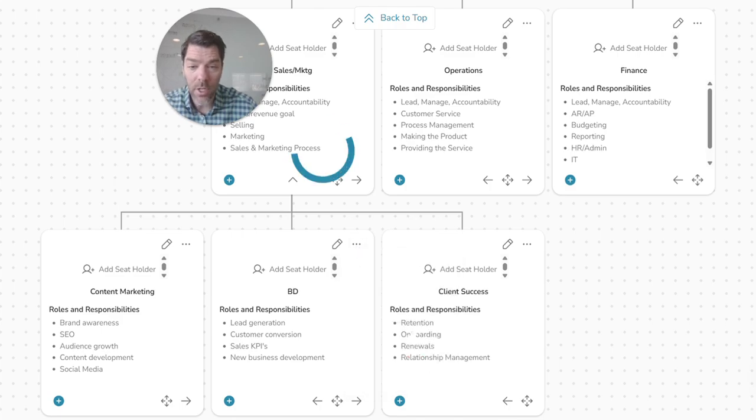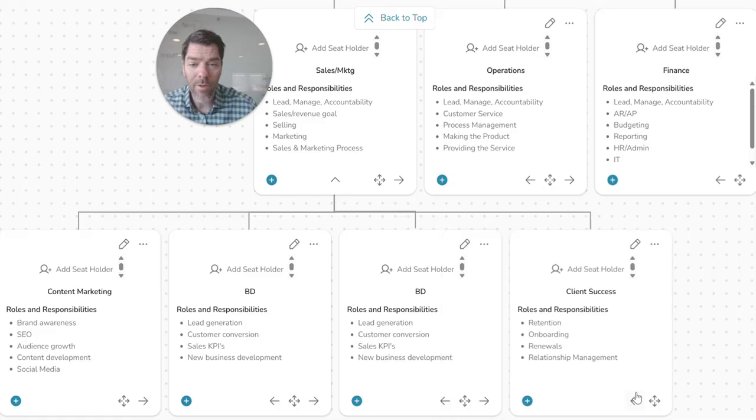And so I'm actually going to clone this seat. I'm going to move it over. And I think this is the right structure. If I had this team and if I was accountable for running the sales organization, this is the team that would get us to where we want to go.